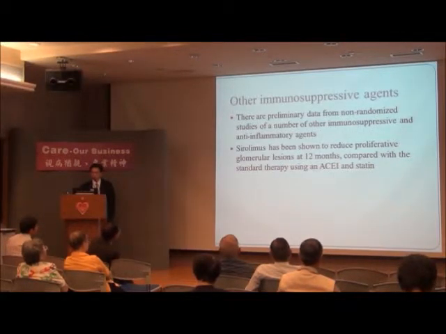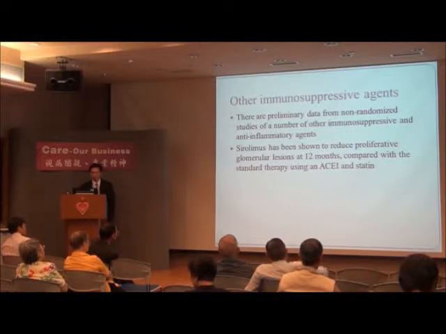Other immunosuppressive agents: there are some preliminary data from non-randomized studies of a number of other immunosuppressive and anti-inflammatory agents. Sirolimus has been shown to reduce proliferative glomerular lesions at 12 months compared with standard therapy using an ACE inhibitor and statin.